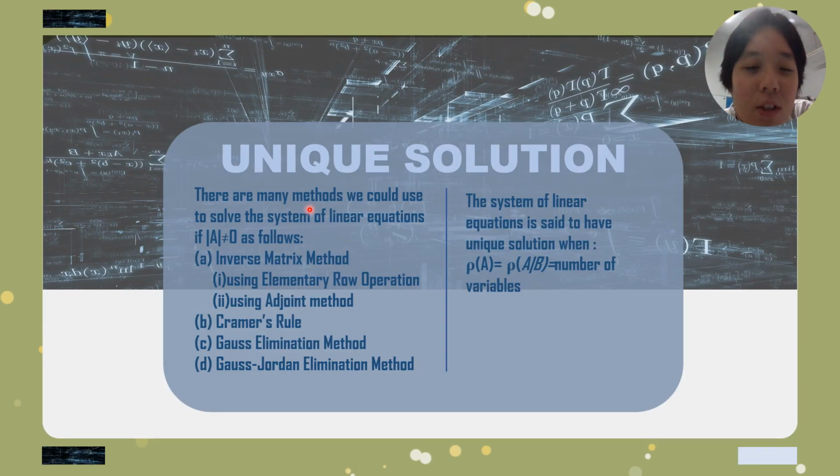For unique solution, there are many methods we could use to solve the system of linear equation, provided that the determinant of A not equals to 0. If the determinant of A equals to 0, it may be either many solutions or no solution. Hence, we could only use Gauss elimination method or Gauss-Jordan elimination method. For unique solution, the rank of matrix A equals to rank of augmented matrix AB equals to number of variables.